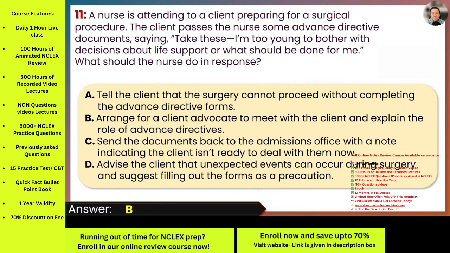So what you should do here instead is to keep the conversation open and educational. So keep in mind with this type of question, always promote patient autonomy. Patients have the right to accept or decline advance directives, and your role is to educate, not coerce the client. So your best approach in this case is to offer resources like having a client advocate to speak with them instead of making decisions for them.